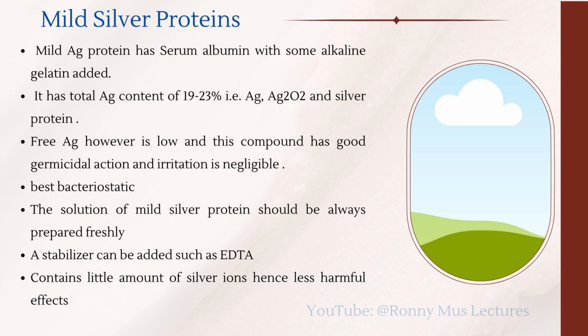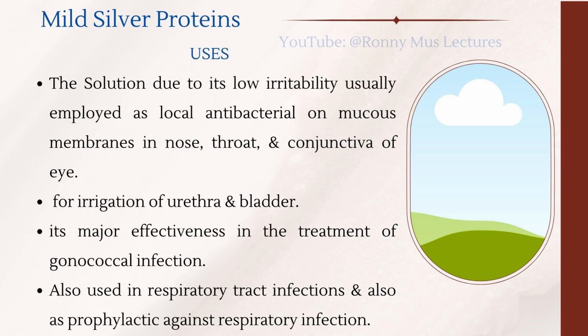You can add a stabilizer such as EDTA, which is ethylene diamine tetraacetic acid, and it contains little amount of silver ions, hence less harmful effects. The uses of mild silver proteins include the solution, due to its low irritability, is normally used as a local antibacterial agent on mucous membranes in the nose, throat, and conjunctiva of the eye.